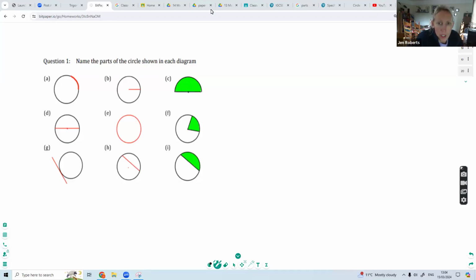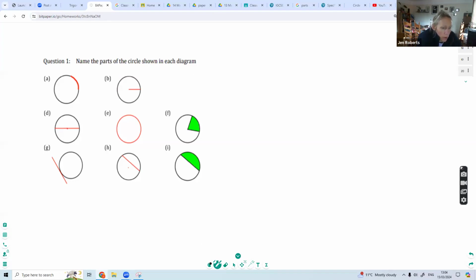Okay, so we're going to look at parts of a circle. First, you need to know all of these names for these different parts of a circle. So maybe write them down, copy them down somewhere, and you need to memorize them. There definitely should be some you know here already. Just have a look and see if there are any you know.